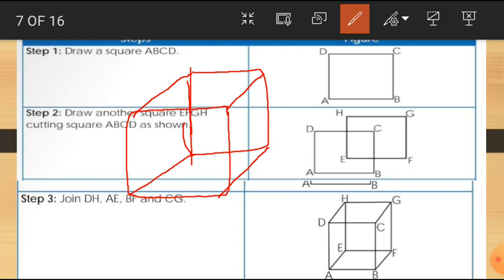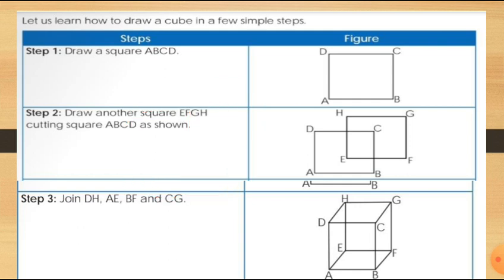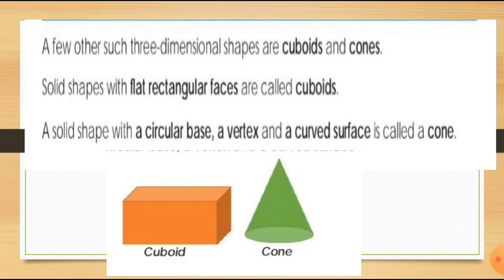Okay, if you have any doubt, you rewind it and watch it again and again, how I drew this cube. Okay, first draw a square, then draw another square in the middle, then join the vertices. Then you will get the shape of a cube. Okay children, this is a very important work. Everyone practice it.